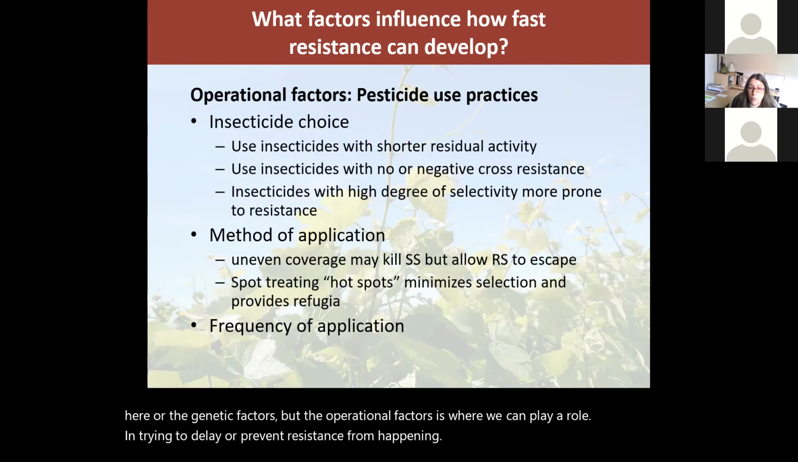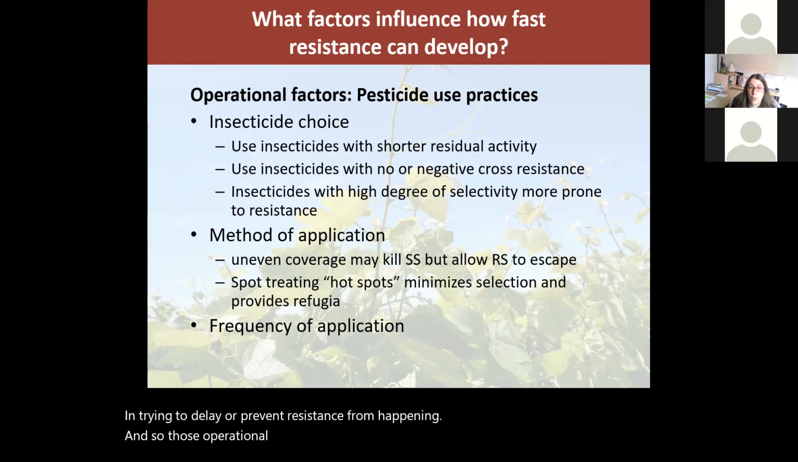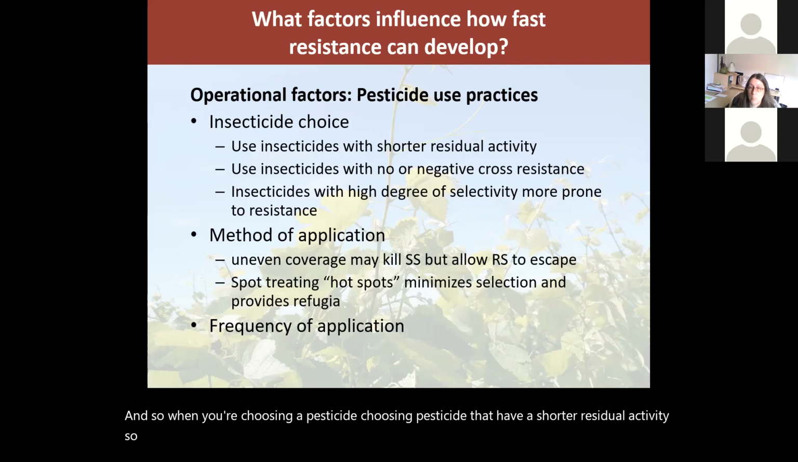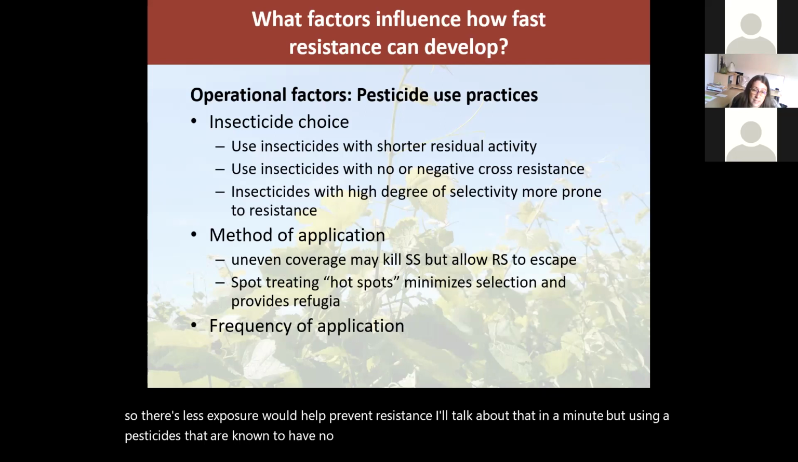And so those operational factors would include the pesticide use practices. Really, that's what we're looking at. When you're choosing a pesticide, choosing pesticides that have a shorter residual activity, so there's less exposure, would help prevent resistance. I'll talk about that in a minute, but using pesticides that are known to have no or negative cross resistance would also help delay resistance. And we'll talk about cross resistance in a little bit.